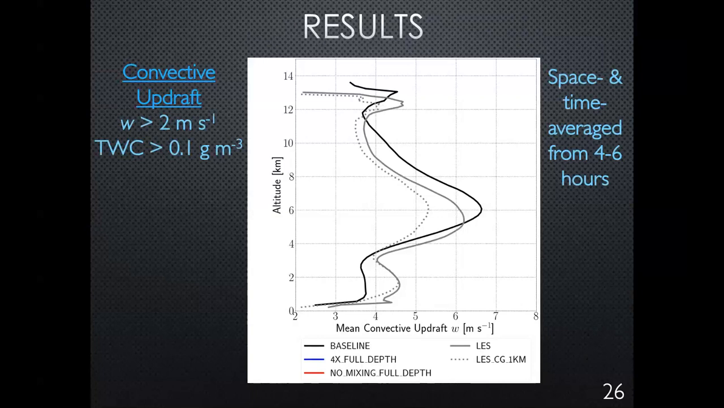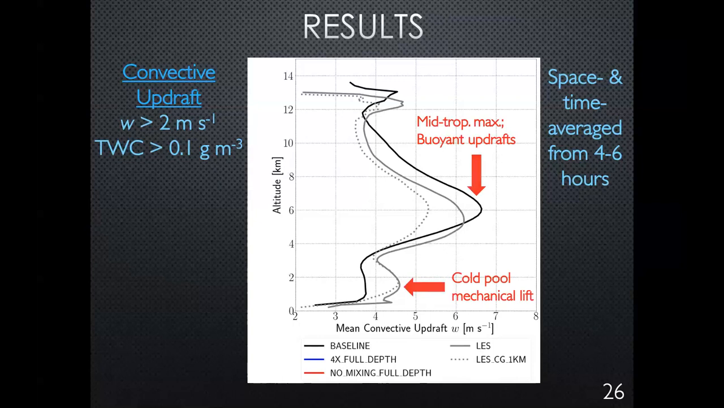Within these profiles, there are a couple of interesting features that are rather intuitive. The first is a low-level maximum in vertical velocity, which is associated with the mechanical lift along the cold pool, and essentially pressure forcing of updrafts below the level of free convection. And then we have a mid-tropospheric maximum, which is generally just buoyant updrafts that reach their level of free convection and maximize in the mid-troposphere.